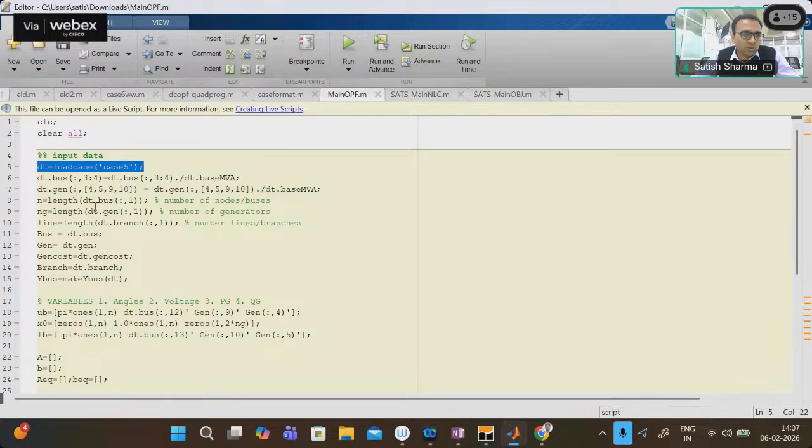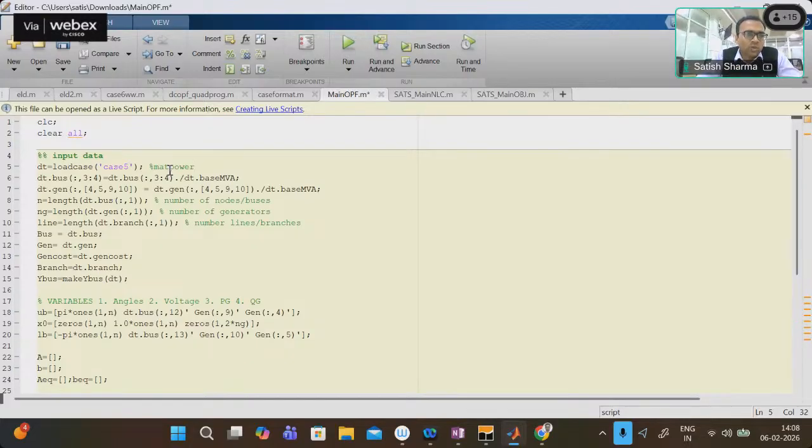The rest of the code is very much generalized. I will show you some of the MATLAB commands. This command is from MATPOWER. I will mention which commands are from MATPOWER, so that you can work around those things if you are not able to install MATPOWER.